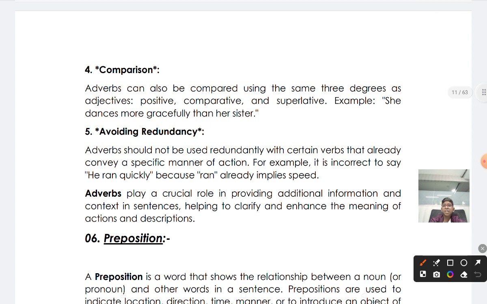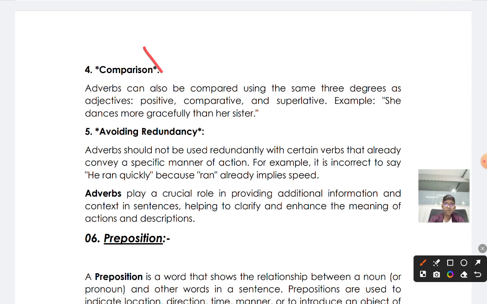So next comes the comparison. Adverbs can also be compared using the same three degrees like we saw before: positive, comparative and superlative. And I told you examples also. So those three degrees for adjectives are also written here: positive, comparative and superlative. Example, she dances more gracefully than her sister.